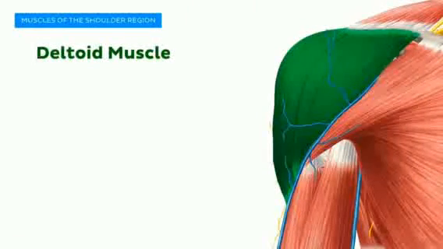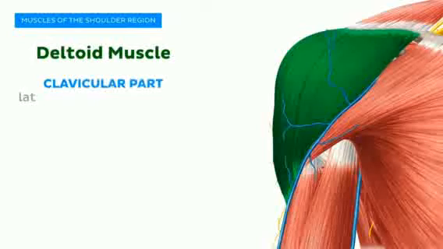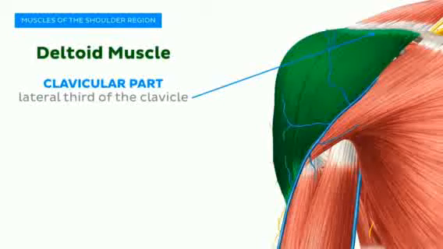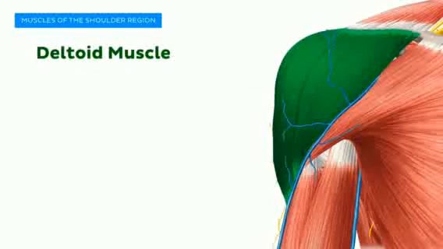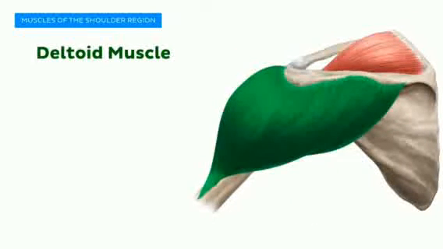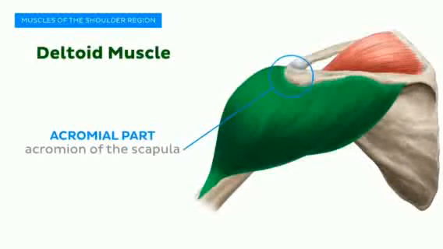The deltoid muscle has 3 subdivisions or parts based on its origin or proximal attachment points, and you will see in a moment that the name of each part gives us a clue to the attachment point in question. Beginning anteriorly, we have the clavicular part of the deltoid, which is attached, you can guess, to the lateral third of the clavicle. Looking now from a posterior perspective, we can see the acromial part that originates from the acromion of the scapula.